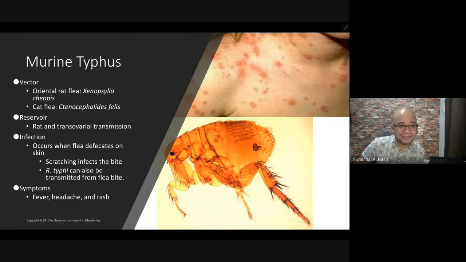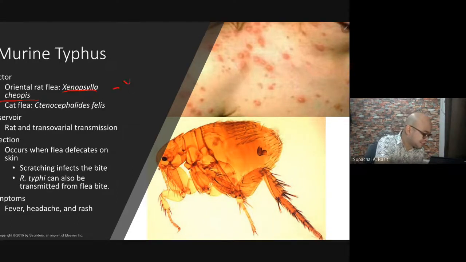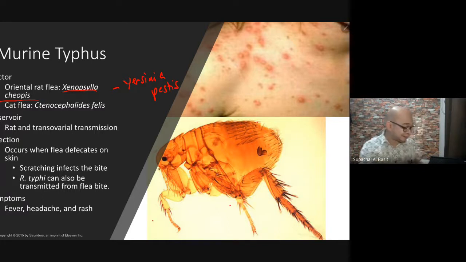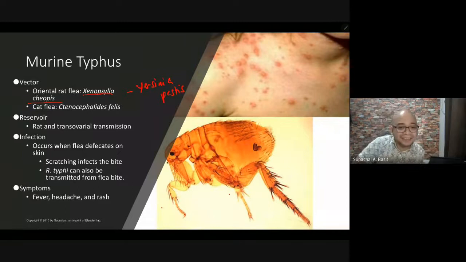Okay, murine typhus. The vectors are the oriental rat flea, Xenopsylla cheopis. So if you remember, Xenopsylla cheopis is also the vector of Yersinia pestis. So the same vector. And the cat flea, Ctenocephalides felis. So this is the cat flea. The reservoirs are rats, and there is transovarial transmission. I've already explained what transovarial transmission is.